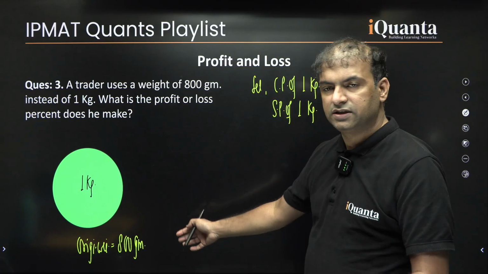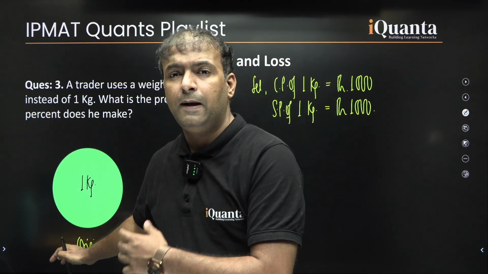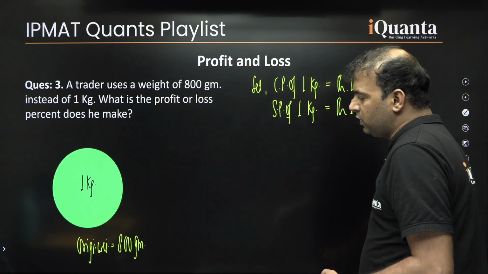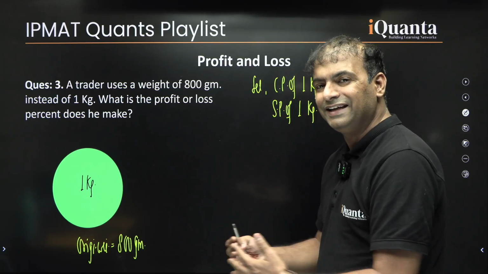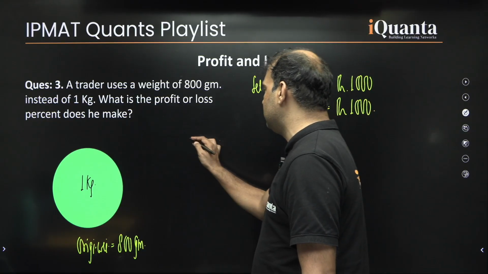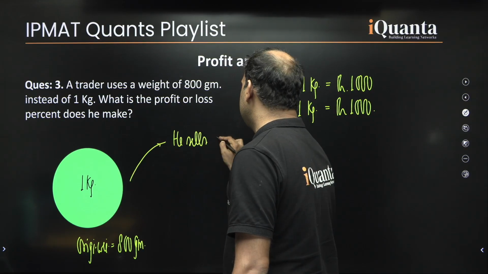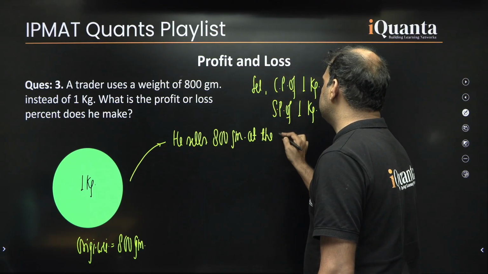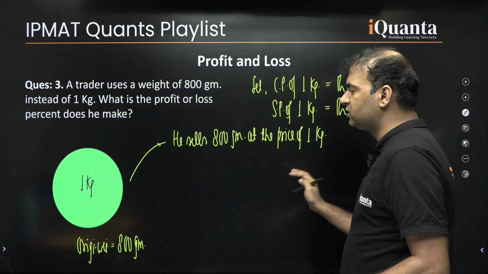In this question, as I said, the customer is getting only 800 grams because of this cheating, but the customer thinks that he's getting 1 kg, right? So the shopkeeper is selling only 800 grams, but he's taking the money worth 1 kg of the article, all right? That also means we can write like this, that he sells 800 grams at the price of 1 kg. This will help you understand the things much better, all right?